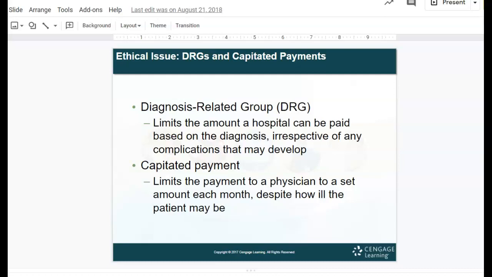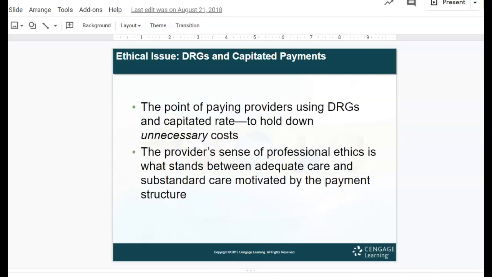Capitated payments limits the amount of money to the physician to a set amount each month, no matter how ill the patient might be. So again, you've got a patient. This patient has cancer. They receive chemotherapy and different treatments monthly. The physician can only receive X amount of dollars a month, even though they might be providing services well up and above what they're getting compensated for. So those are just a couple of ethical issues on the other side of healthcare, things that a lot of people don't talk about with regard to ethical dilemmas.